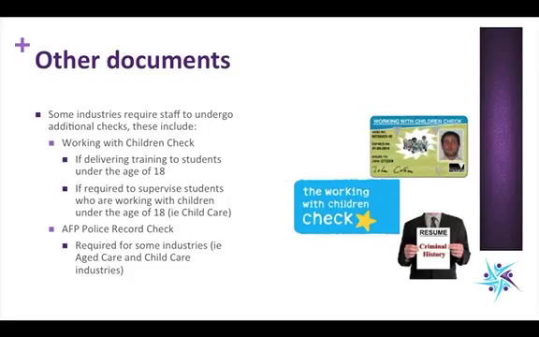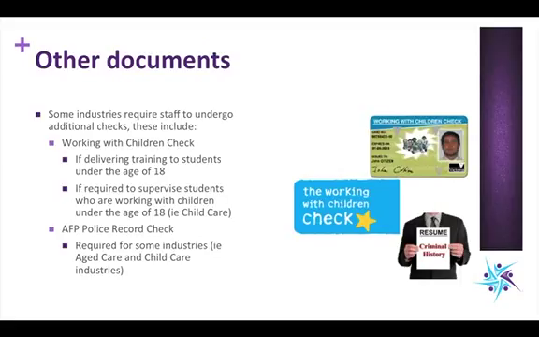So it's not just the trainers and assessors who are delivering to under 18s. The trainer or assessor may only be delivering training to over 18s, but they may be dealing with children within the workplace. So anybody who's doing that must complete a working with children check, if they're required to supervise students who are working in the industry as well.